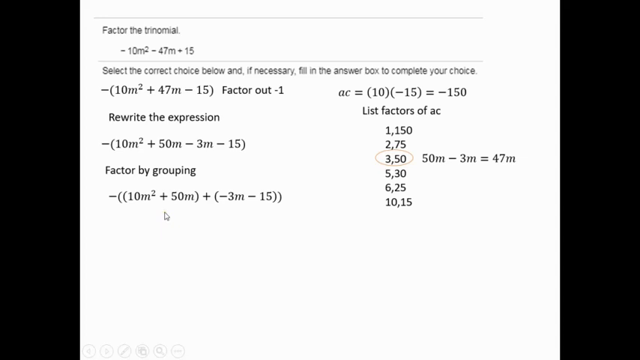And the greatest common factor in the first group happens to be 10m. The greatest common factor in the second group is negative 3. The reason why I choose negative 3 is so that I can create this common factor of m plus 5. So now I factor out the m plus 5. And then now I've just factored this trinomial. Notice the negative remaining on the outside there. So that's the process, and we'll look at some more of these here in a moment.